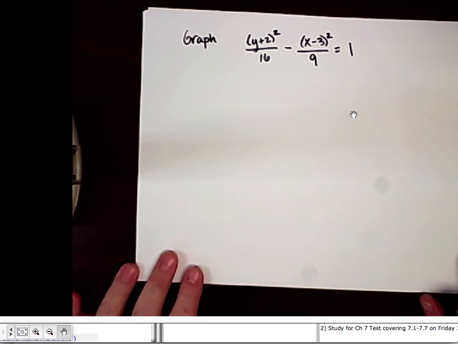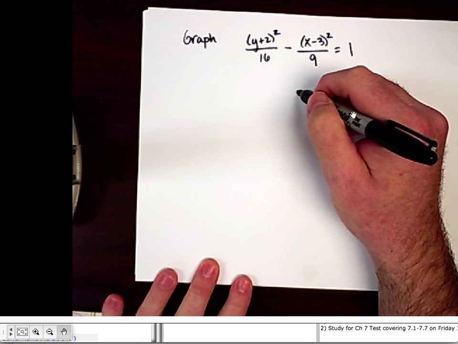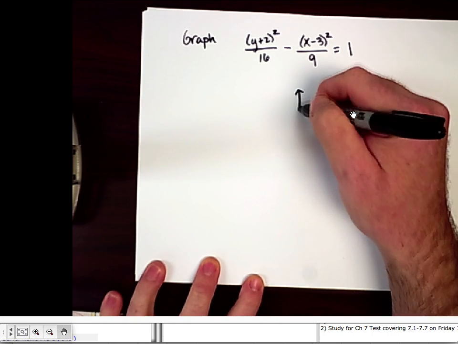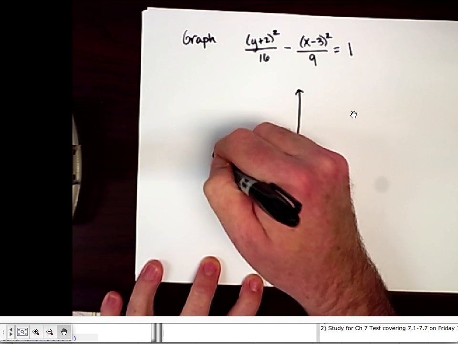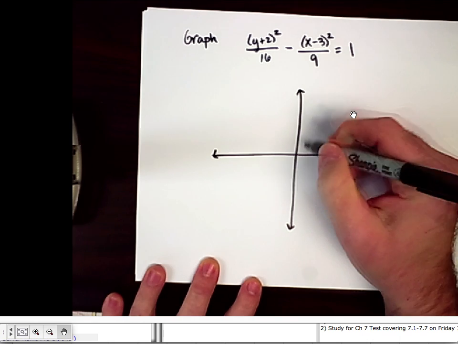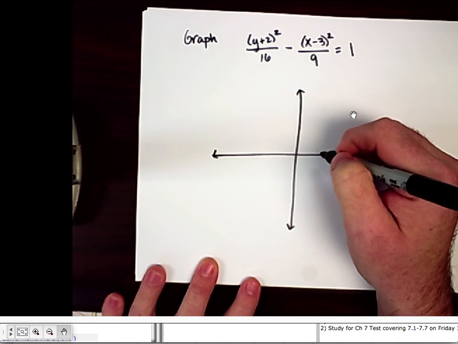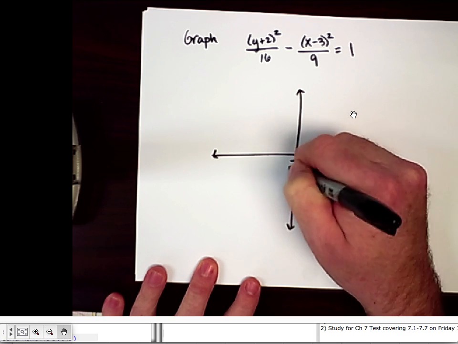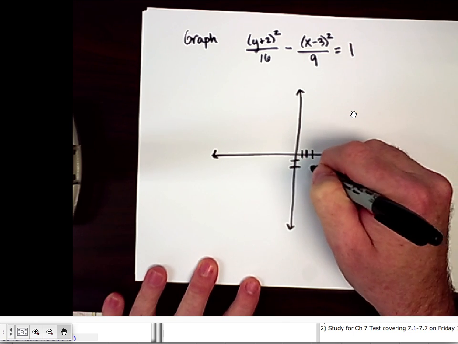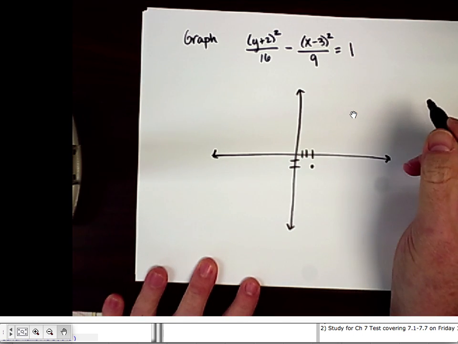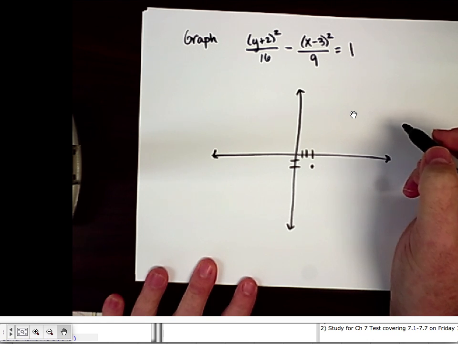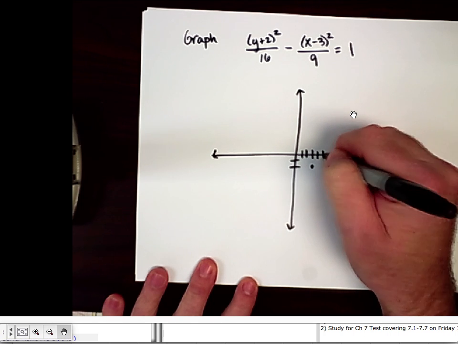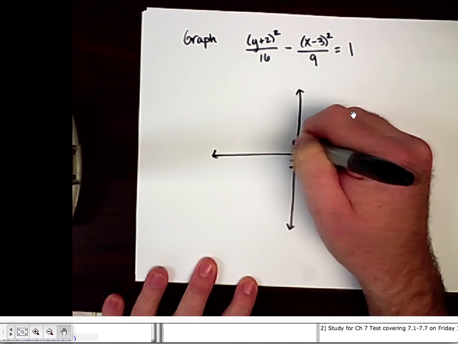So you guys tell me, what am I going to do first? Center is where? 3, negative 2. Yeah, because x is 3, y is negative 2. So there's your center. Okay, then what? So you tell me, what do I do from that point?